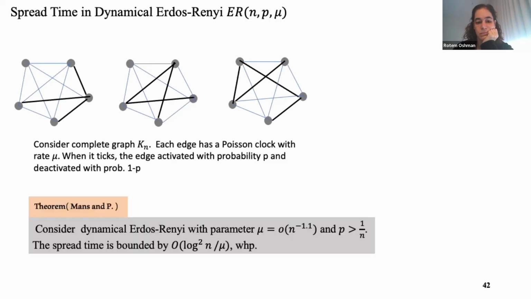We apply our differential equation to this model and show that asynchronous rumour spreading propagates the rumour in this model of dynamic graph in time log n squared over mu with high probability.